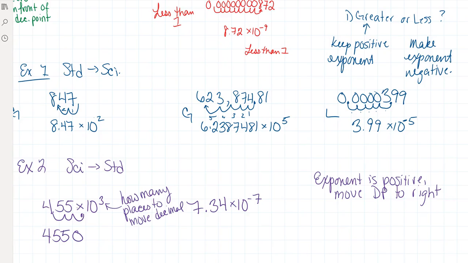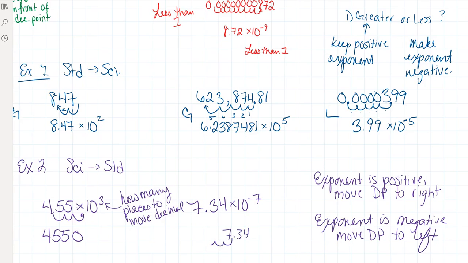So now, in the second example, we'll see that my exponent is negative. So I'm going to move the decimal point to the left. In this case, I'm going to move this over 1, 2, 3, 4, 5, 6, 7. And I like to put a 0 in front just to make sure I know it's less than 1. And then I fill in all of the missing places with zeros.